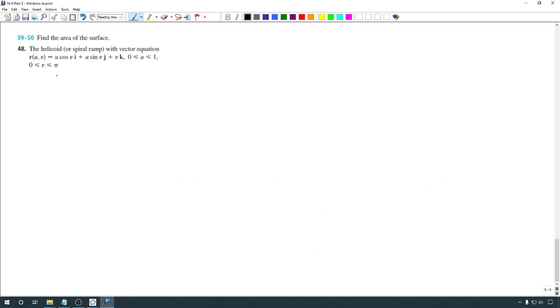We get to go ahead and take derivatives. So we don't have to do any parameterization of this one. We just use what they gave us. So r sub u, obviously that becomes cosine v i plus sine v j. The vk goes away. R sub v, this time we actually have to differentiate the trig part. So we have a negative u sine v times i plus u cosine v times j, and this time the k stays as a 1 times k.